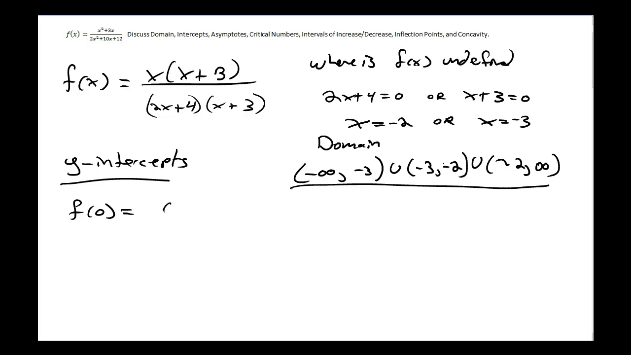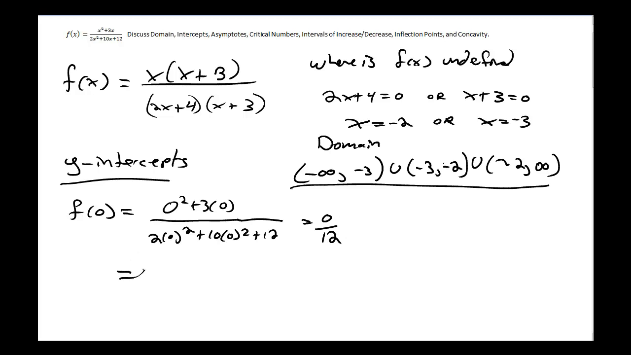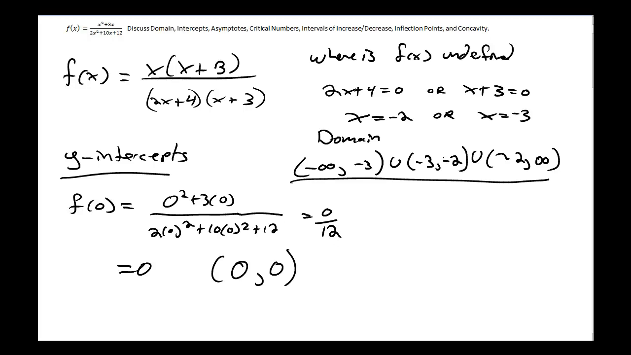Plugging 0 into that original equation gives me 0 squared plus 3 times 0, all divided by 2 times 0 squared plus 10 times 0 plus 12. At the end of the day, this equals 0 over 12, which just equals 0. So I have a y-intercept at the point 0, 0. Notice this is also an x-intercept because this is the one point that's on both the x and the y-axes. This is my only intercept.